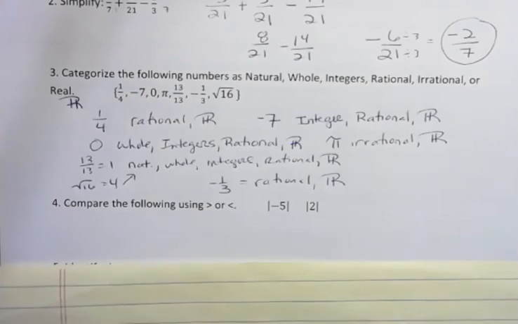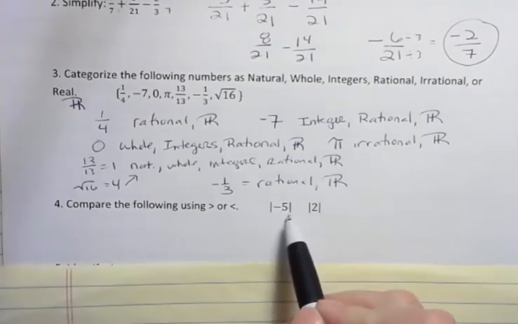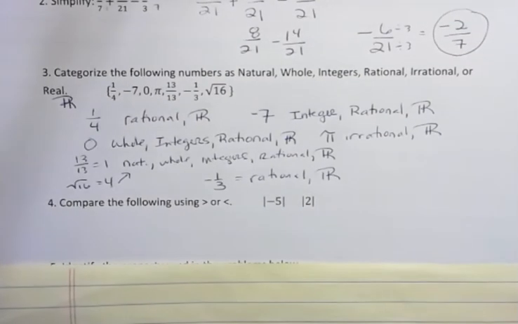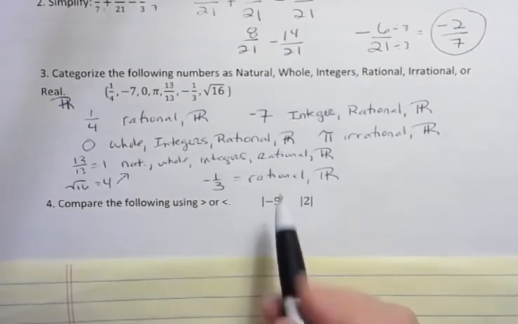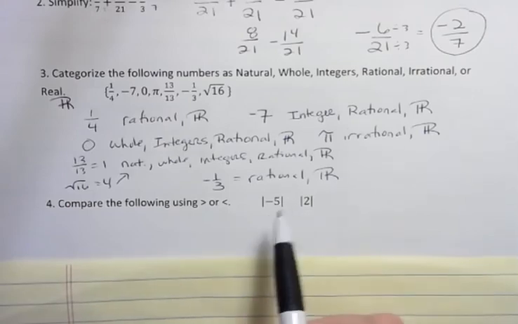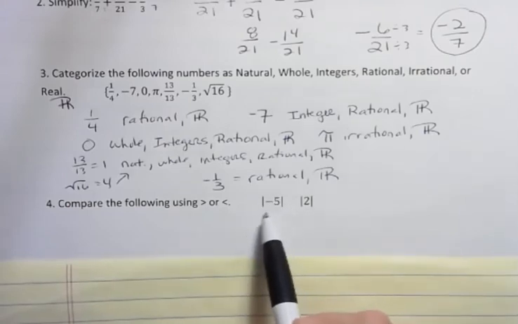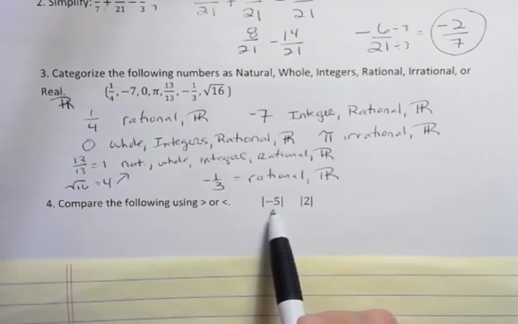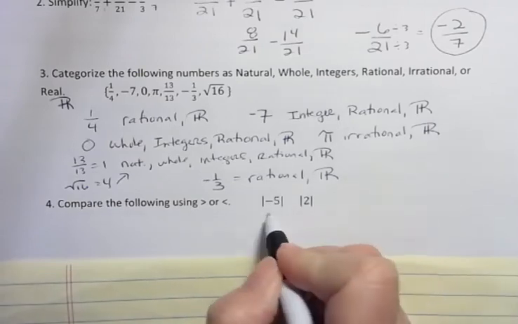What about absolute value? When you see two straight lines like this on either side of a number, it's asking you to find the absolute value. Absolute value is a number's distance from 0. So the absolute value of -5, we're saying how far is -5 from 0. We don't care if it's left or right. But the absolute value is 5.